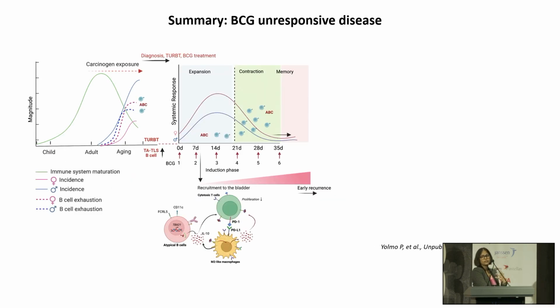So what does all this mean? Just to summarize very briefly, in a BCG non-responsive scenario, what we think might be happening is there is a chronic carcinogen exposure. There's basically an immune exhaustion happening because of chronic carcinogen exposure, because of age-related immune exhaustion, because of carcinogen exposure-induced immune exhaustion. And that happens in a sex differential manner.